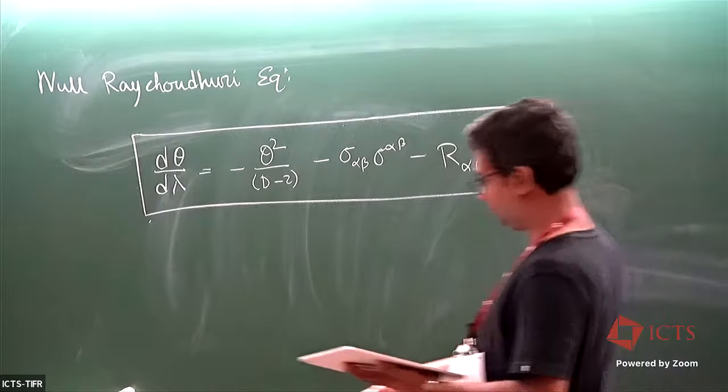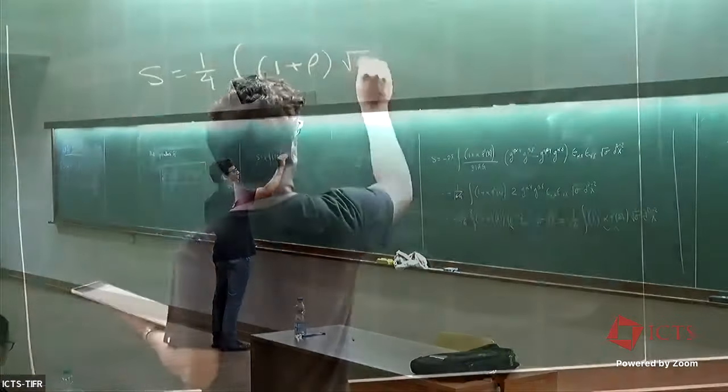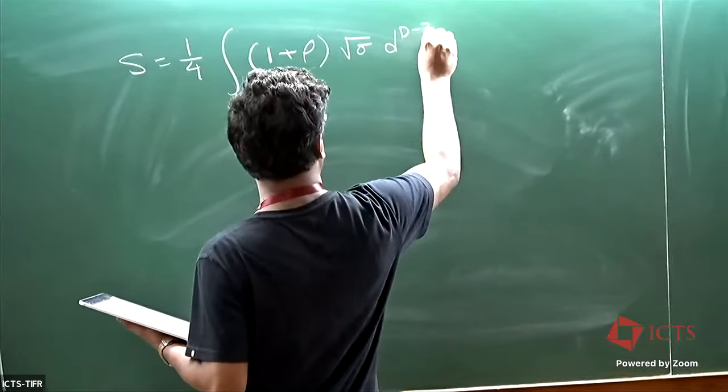So, we now want to calculate this delta S. I require a little bit more space. Let's go ahead and calculate. So, S is 1/4 integral of 1 plus rho, square root of sigma, d^(d-2)x. You have to be a little careful. Rho depends on geometry, so rho will change if you change lambda in a time-dependent setting. Sigma will also change because there is expansion.